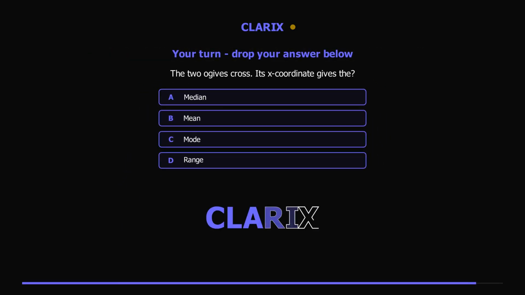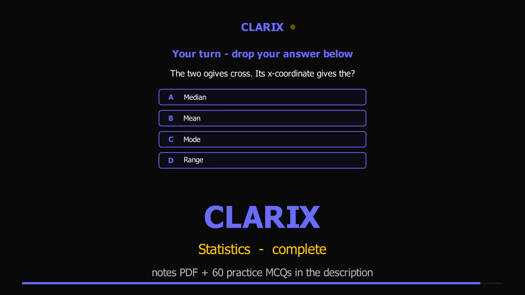And that completes statistics, mean, median, mode, and ogives, the full toolkit for grouped data.